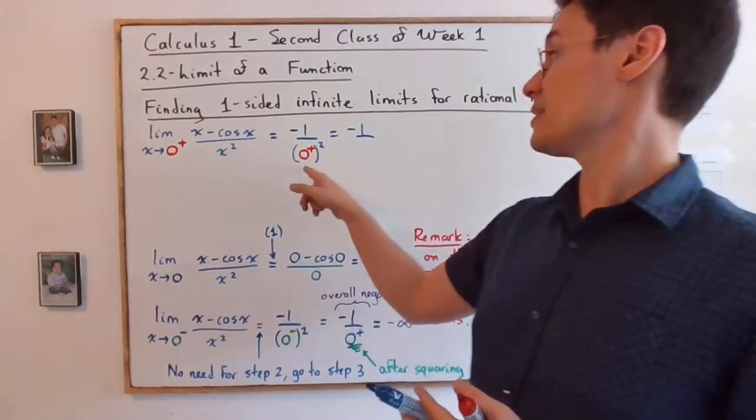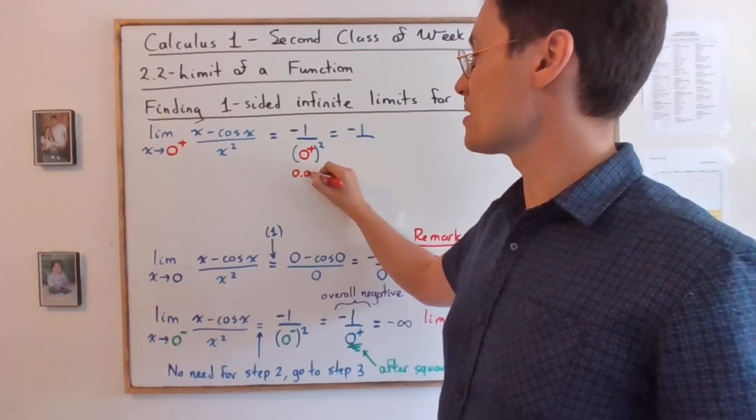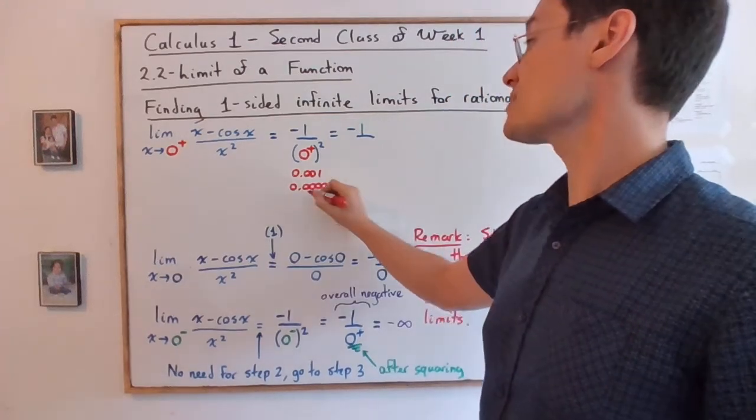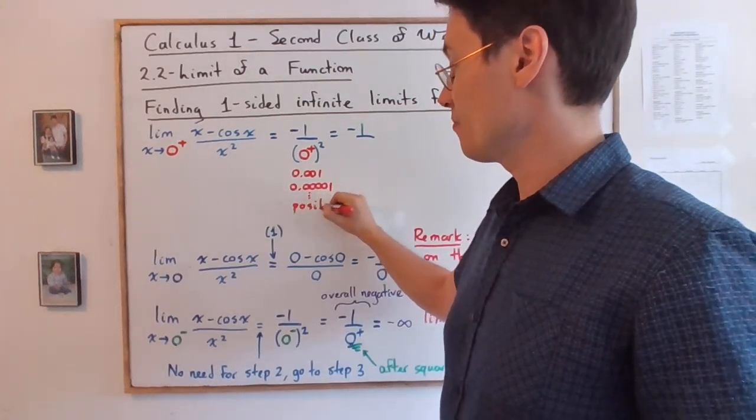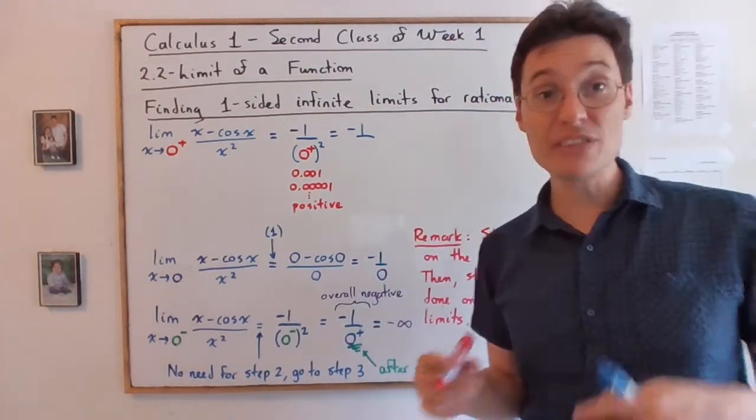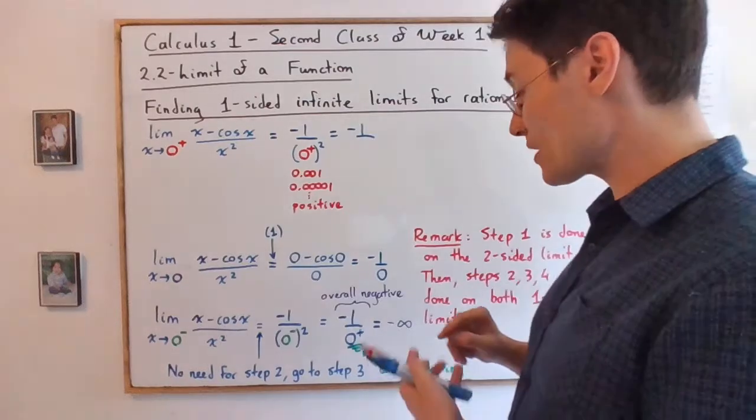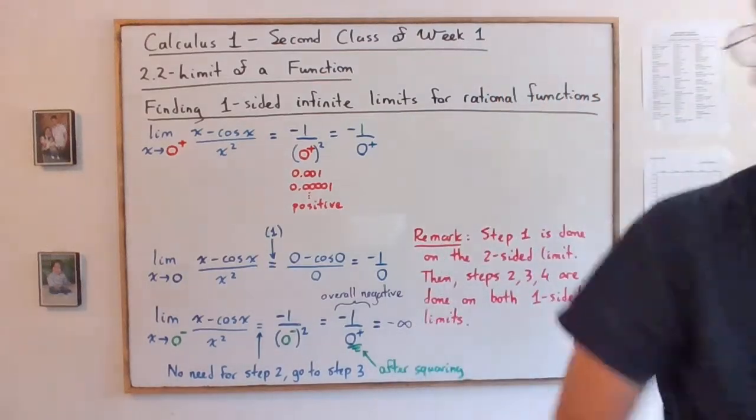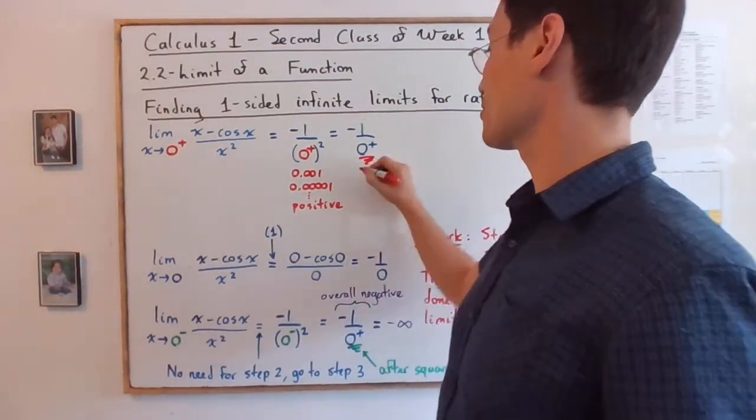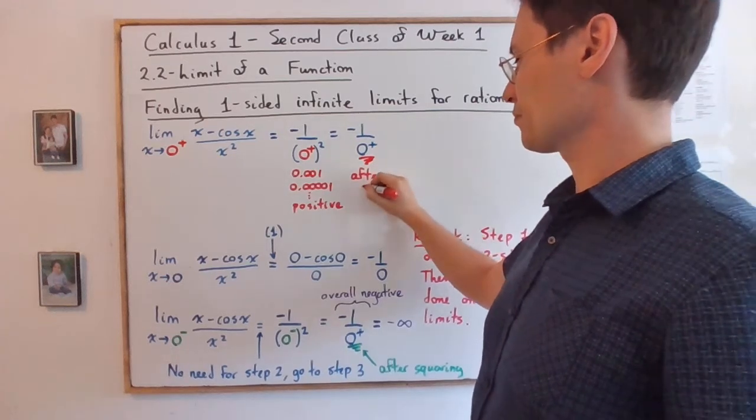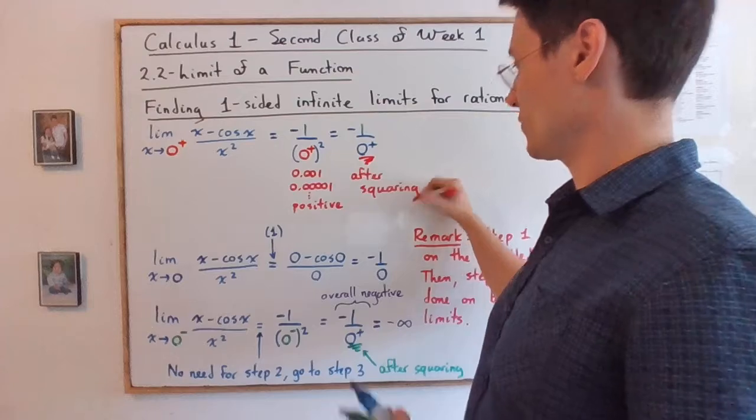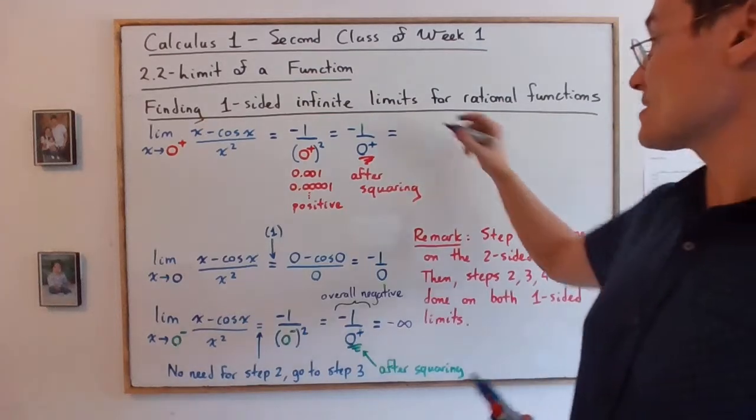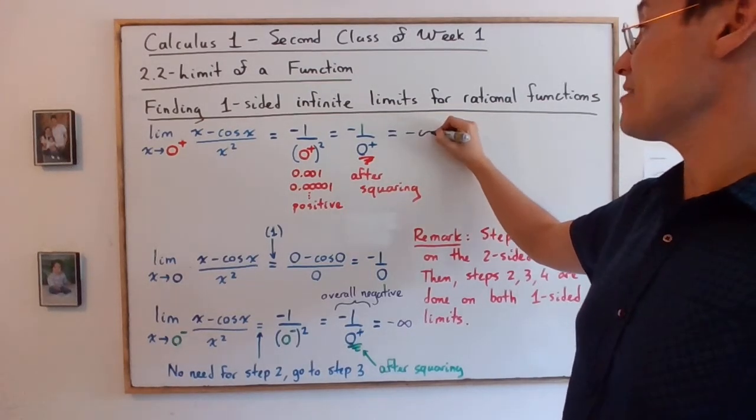Remember, this can be like 0.001, eventually 0.00001 and so on, but it's going to remain positive. And as such, when you square a positive number, you will also get a positive number. So in other words, you will get 0 plus, and I want to emphasize that this is after squaring. And again, in step number 4, because this is overall negative, you will get negative infinity.